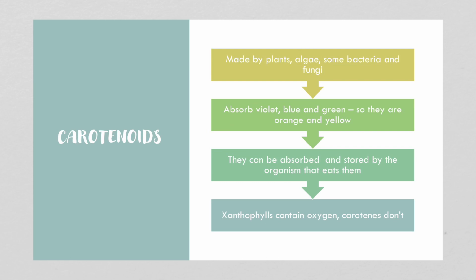So kind of a fun fact is if you eat too many carrots, for instance, or something with high levels of carotenoids, you'll store those molecules in your fatty tissues, and you can actually become a little bit orange, which is kind of an interesting thing. And sometimes people think they have jaundice, but it's actually they've eaten way too many carotenoids. Xanthophylls contain oxygen, and that gives them a yellow color, and carotenes don't, and that makes them more orange.